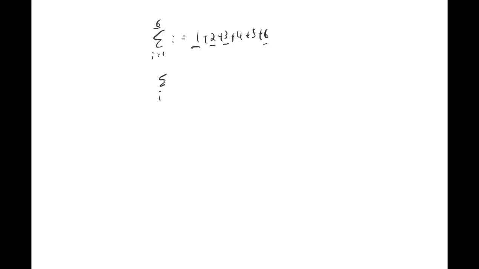So, for example, the sum from i equals 1 to 3 of i squared is: you plug in i equals 1, that's 1 squared. You plus i equals 2, which is 2 squared. Plus i equals 3, which is 3 squared, and then you stop, right, at 3, because the 3 is here.